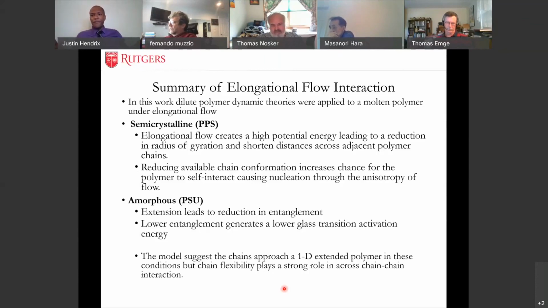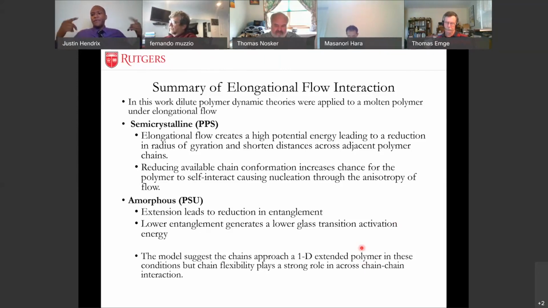Now, for the amorphous polymer, what we found is that it led to a reduction in entanglement, right? And this leads to a low activation energy, where the polysulfone is not interacting with itself, and you can see that, as I mentioned, the glass transition temperature is still low.